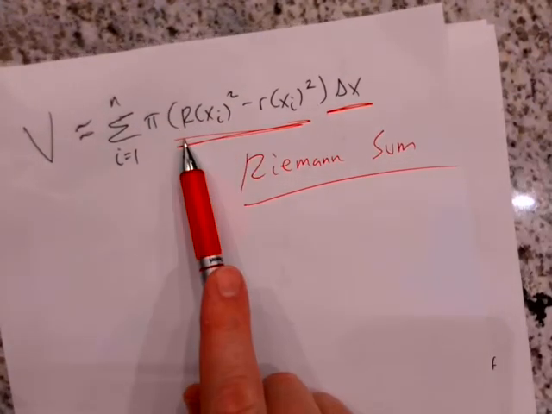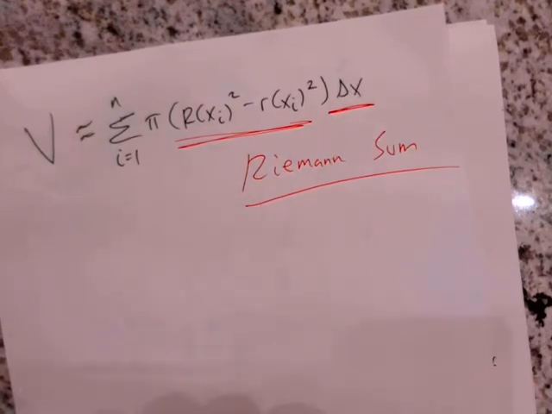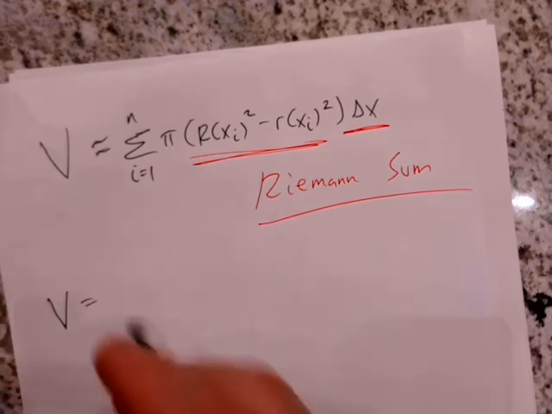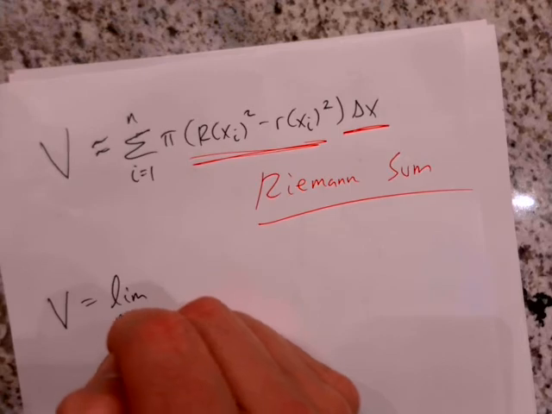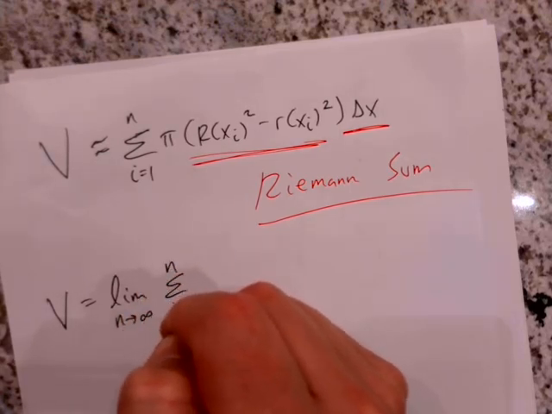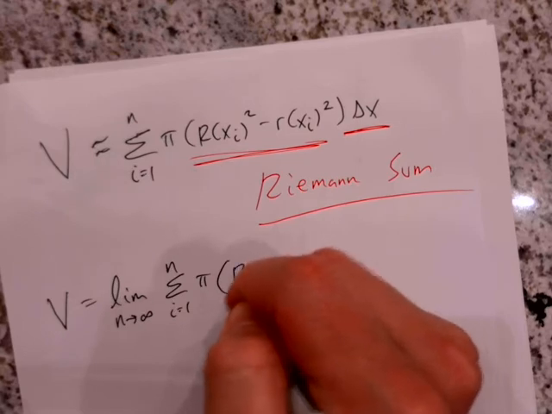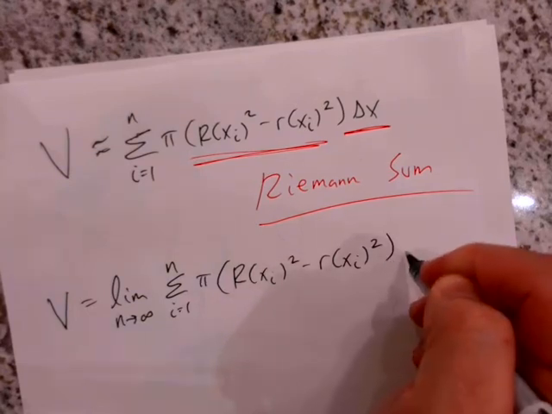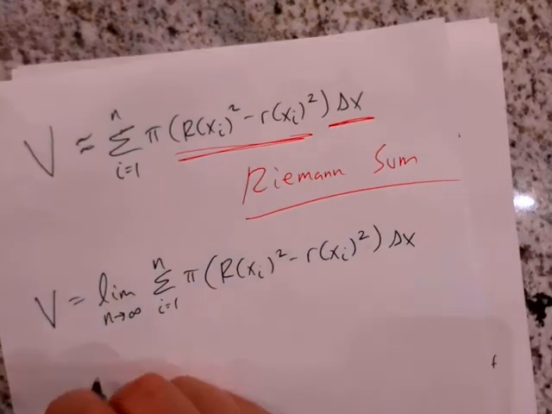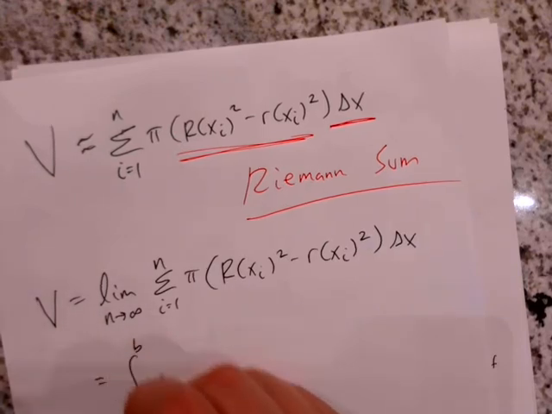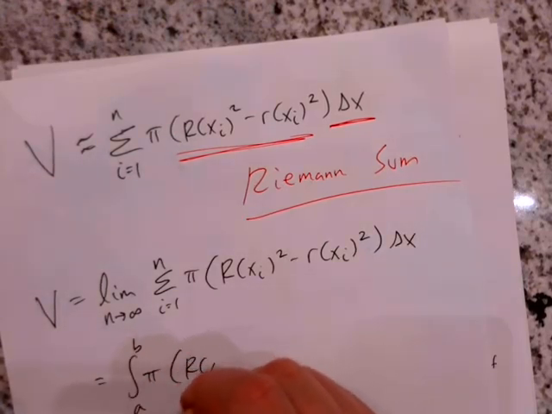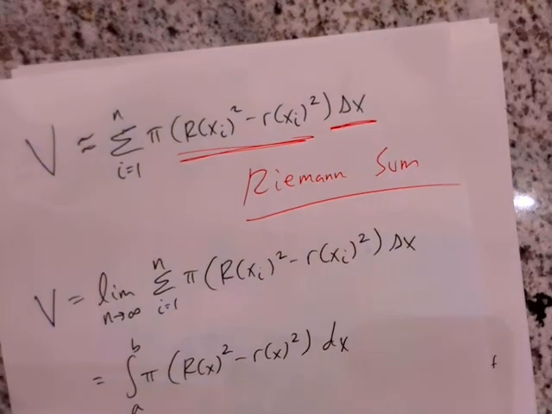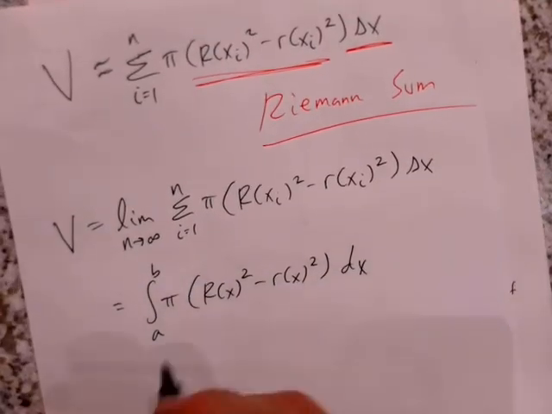You need some function of a variable times a change in that variable to be a Riemann sum, which means that the exact volume of our solid of revolution is the limit as n goes to infinity of the sum from 1 to n of pi times big R of x sub i squared minus small r of x sub i squared delta x, which we can express as an integral from a to b of pi times big R of x squared minus small r of x squared dx. And this is if your axis of revolution is horizontal.